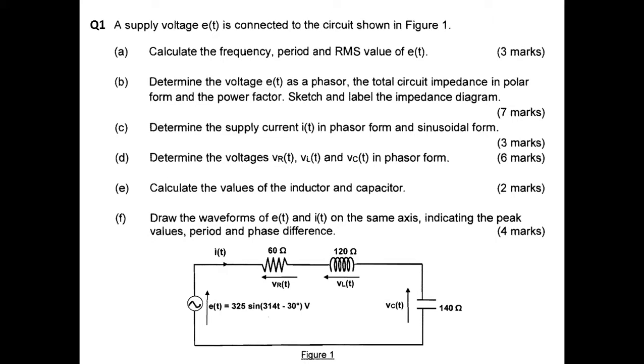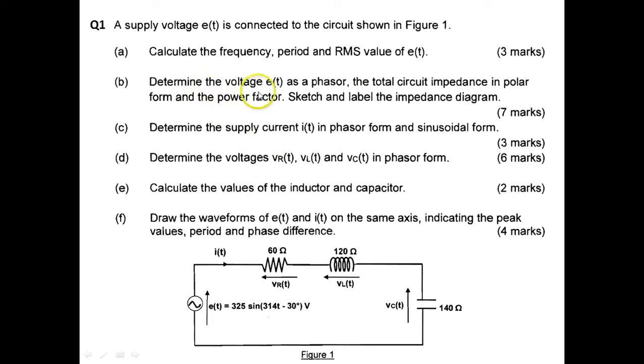Here we want to look at the August 2014 examination paper, question 1. Now question 1 reads as follows. A supply voltage e(t) with a sinusoidal waveform given is connected to a circuit comprising a resistor, an inductor, and a capacitor in series. Now we are asked to calculate the frequency of the supply waveform, the period of the waveform, and also the RMS value of e(t).